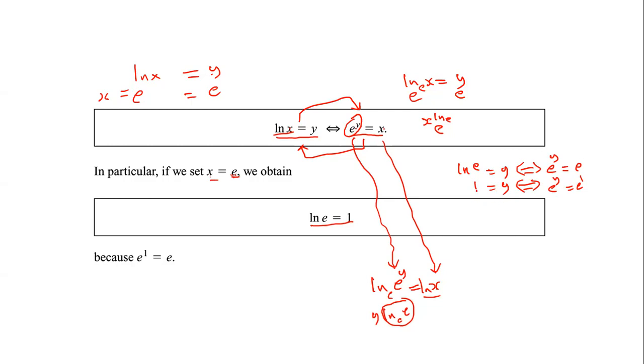So if y equals 1, which we already have on this hand side, then we can just replace this y by 1 here. So we'll have ln e equal to 1. Correct? Correct. Okay. And this is just showing that these two here are the same, e meaning e to the 1.